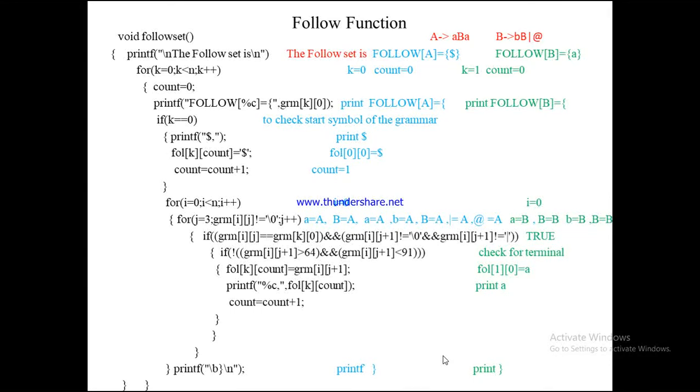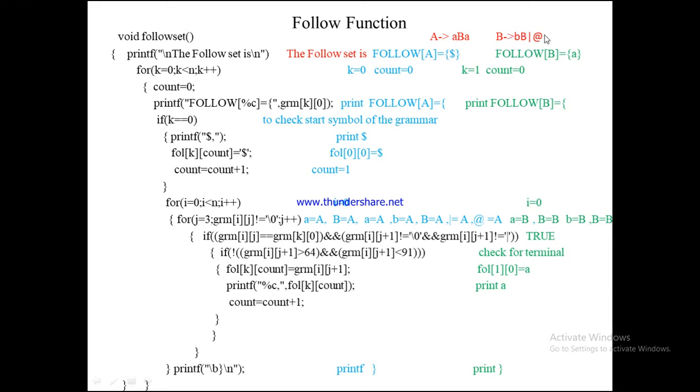Let us consider this follow function. All of you know how the follow functions work. Here is the given grammar. So what is follow of A? Nowhere is A there, but since it is a start symbol, dollar has to be included. So that is follow of A.